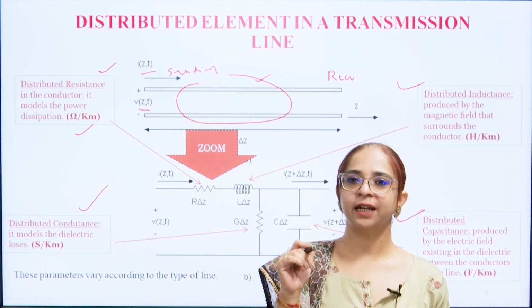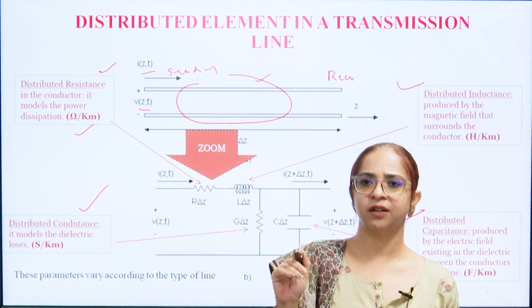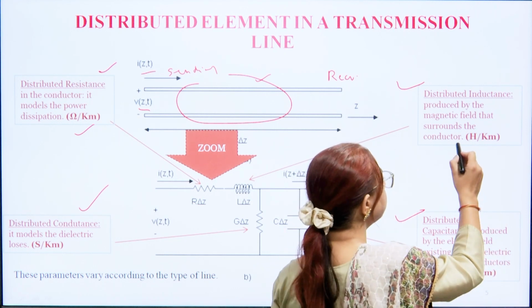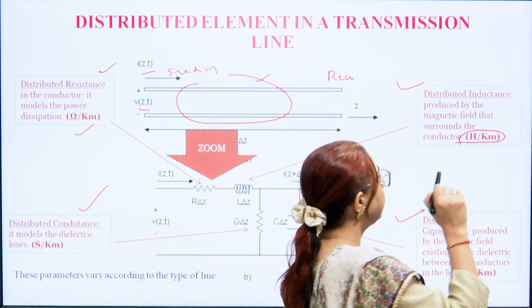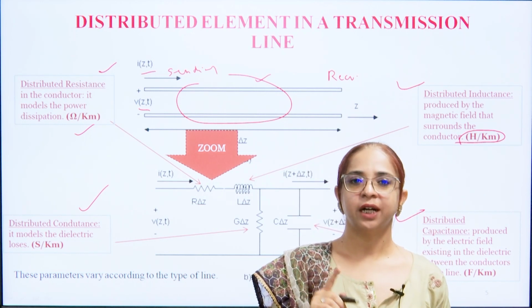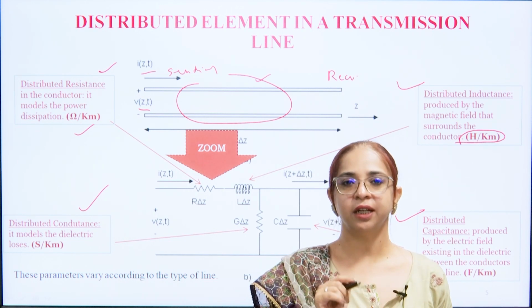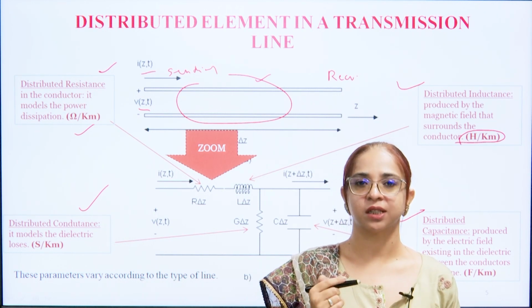Here also we are taking this with respect to the distance, and since it is a long distance we generally consider it with kilometer. So here also we are representing inductance by Henry per kilometer. Similarly goes with the conductance and capacitance, but the thing is we represent them in shunt branches.